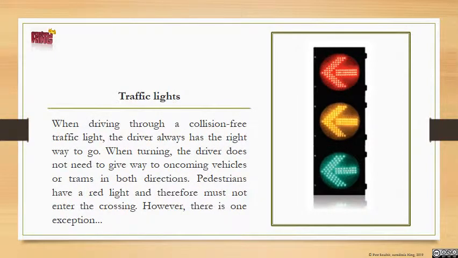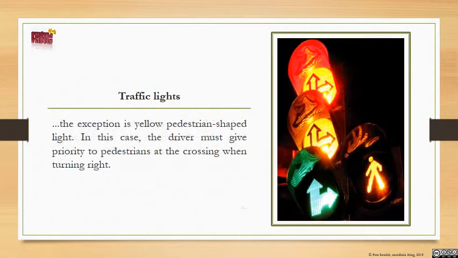When driving through a collision-free traffic light, the driver always has the right way to go. When turning, the driver does not need to give way to oncoming vehicles or trams in both directions. Pedestrians have a red light and therefore must not enter the crossing. However, there is one exception. The exception is the yellow pedestrian-shaped light. In this case, the driver must give priority to pedestrians at the crossing when turning right.